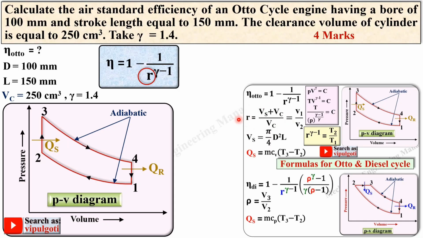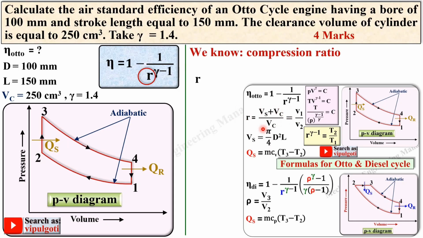You know that R is equal to Vs plus Vc upon Vc. Here Vs is the swept volume and Vc is the clearance volume. Vc is given to you, but unfortunately Vs is not given, so first I should find Vs. Again you know that Vs is equal to pi by 4 d square L, where d and L are both given. So from this equation you can find Vs first, put it over here so that you will get R, and put it over here so that you will get the efficiency of the Otto cycle. So this is actually the plan of this problem.